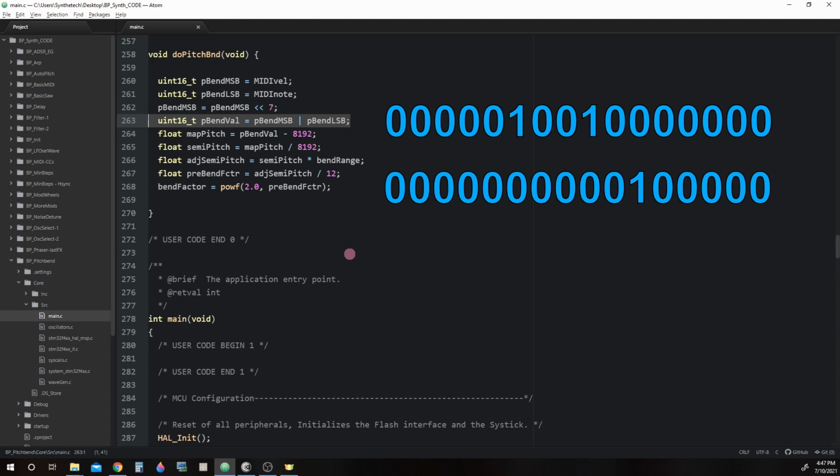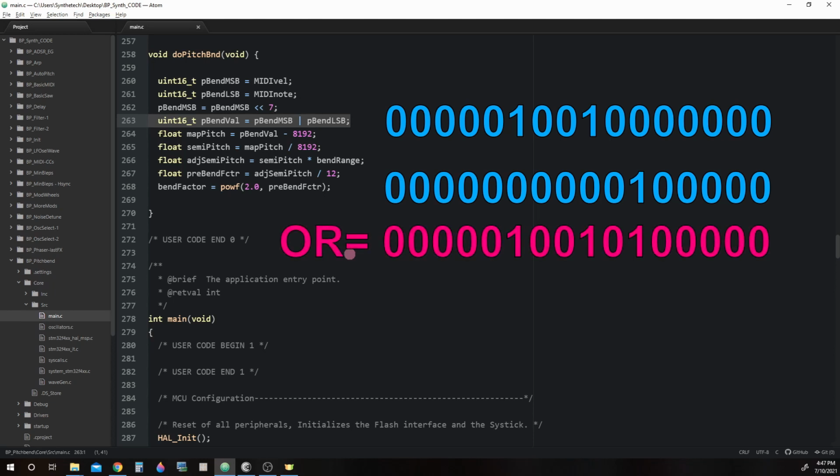So we're going to take the value from PBend MSB, which is our bit shifted value, and we're going to OR it with the value from PBend LSB, which was not bit shifted. When we OR these two values together, we end up with 00000101000000, which is 1184 in decimal value.